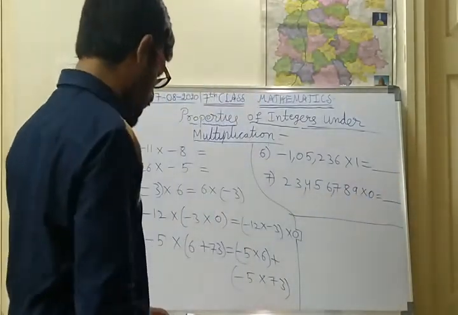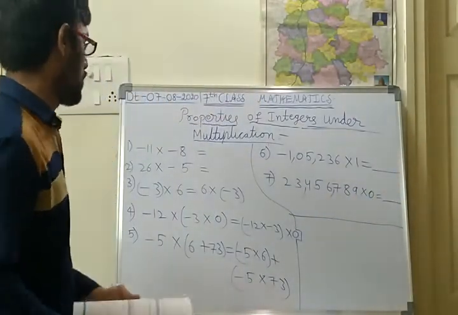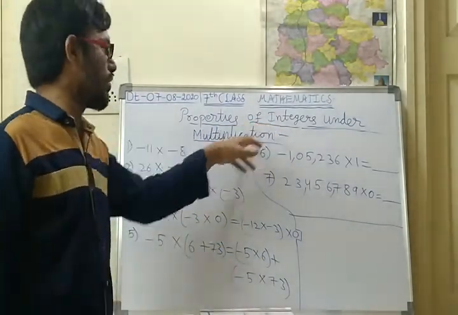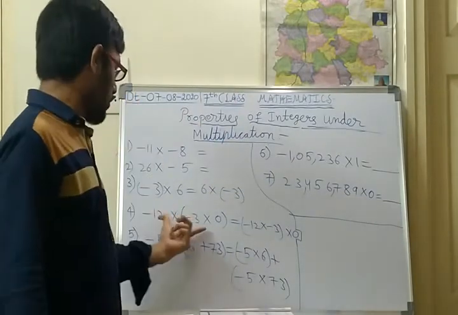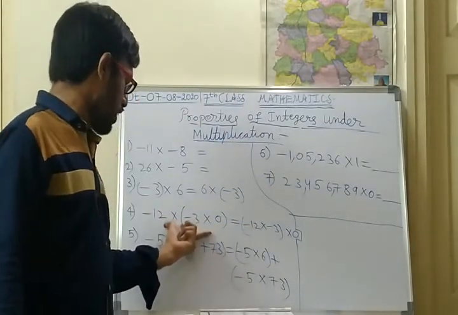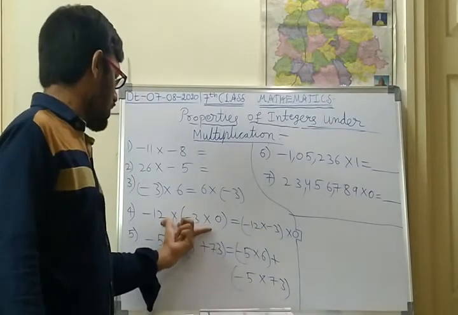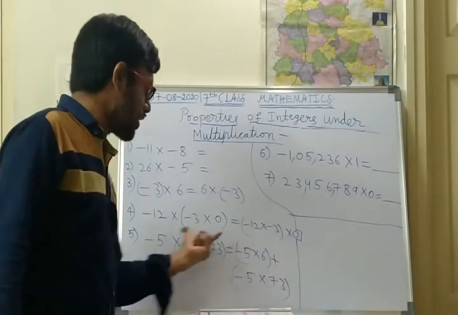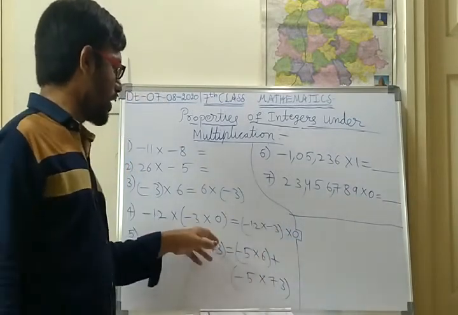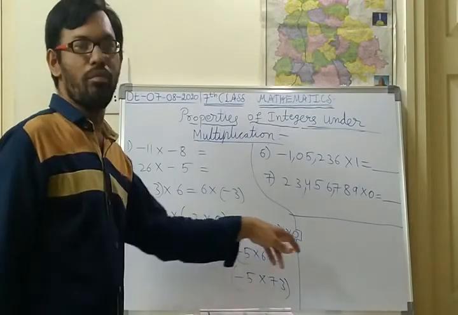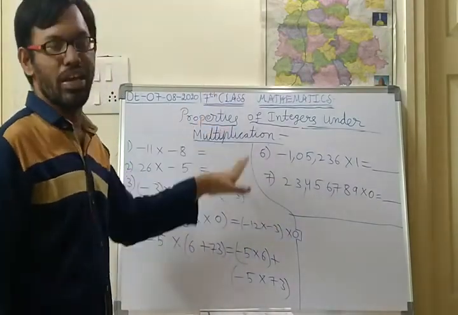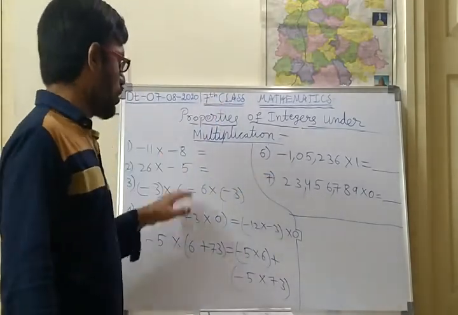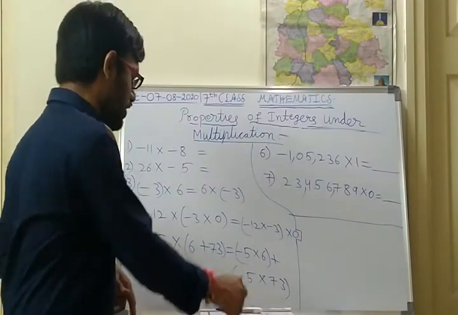These are the problems. Try to solve these 7 problems, which are under the properties of integers under multiplication. If there is an equal to symbol, solve the statement on each side. If both numbers are equal, identify the property and write that so and so property is satisfied under multiplication of integers. Like that you write down, and I think you will write these answers very easily.